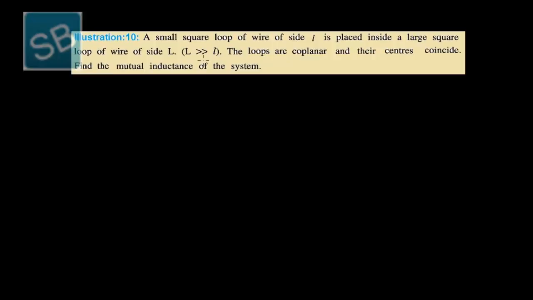Illustration number 10. A small square loop of wire of side l is placed inside a large square loop of wire which is having side L, in which the length of the large square is very much greater than that of the smaller loop. And here the loops are coplanar and their centers coincide, and we have to find out the mutual inductance of the system. So first of all I am giving you the actual arrangement.